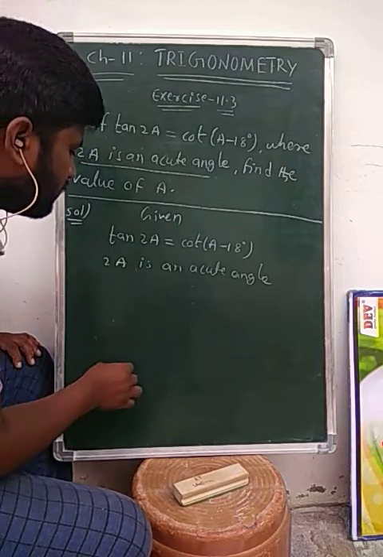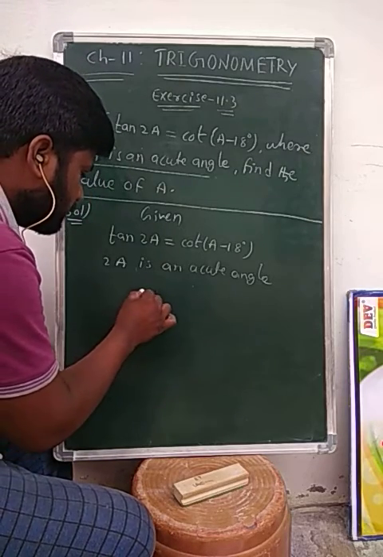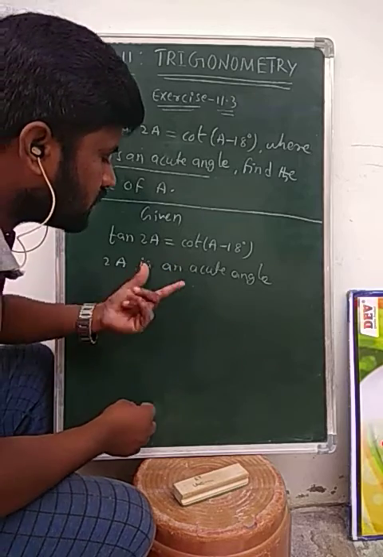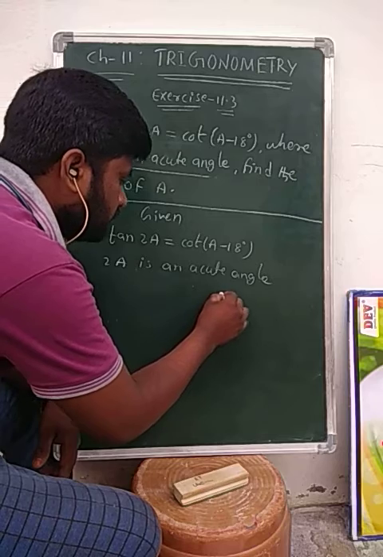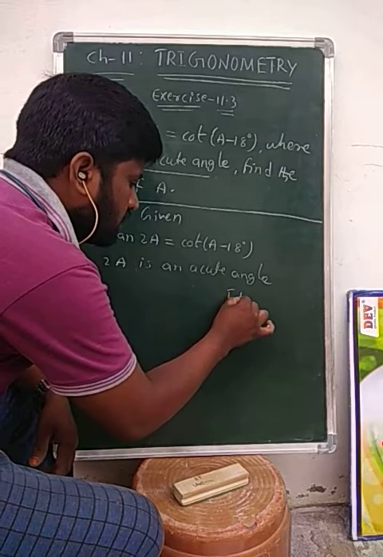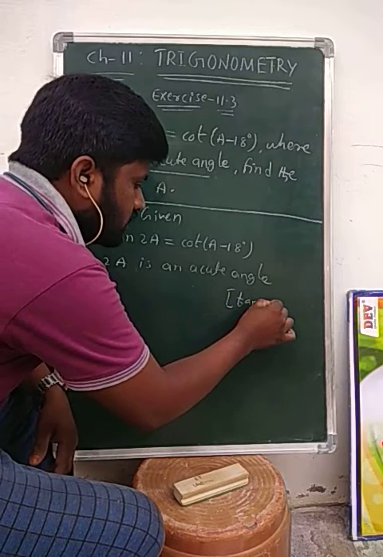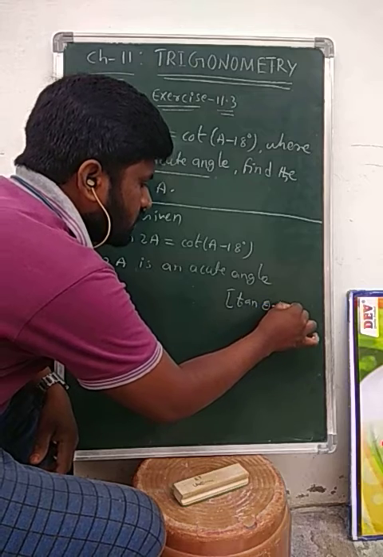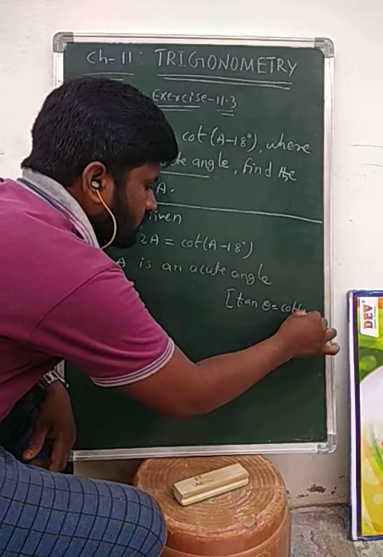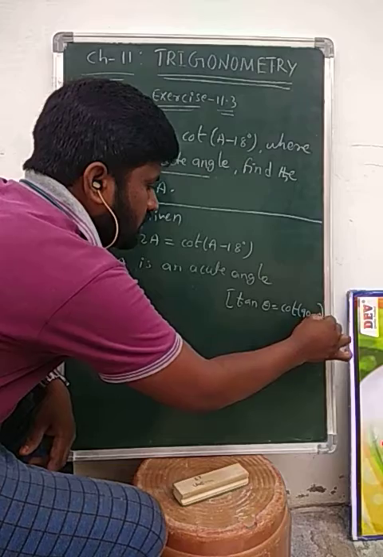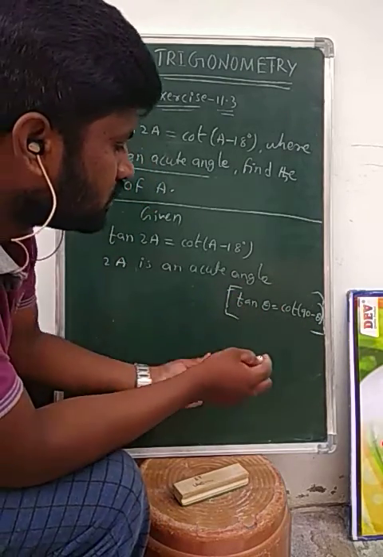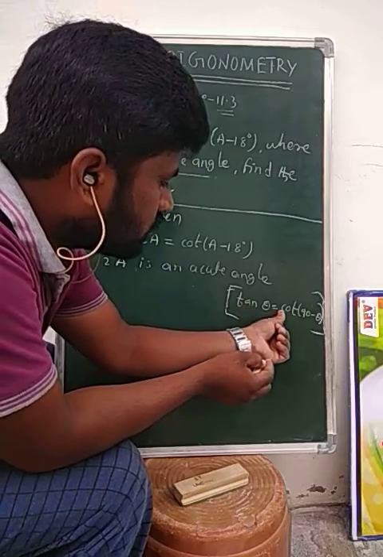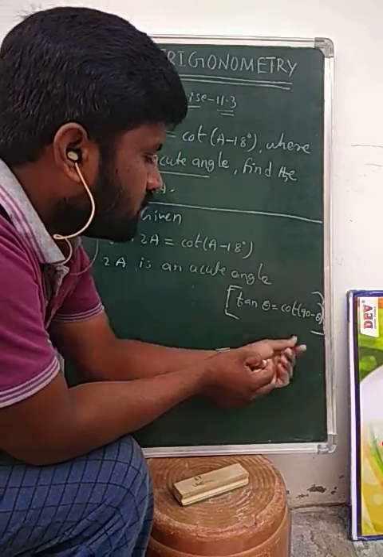Now we will have a formula. See here, T ratios of complementary angles. We will have a formula, that is tan theta is equal to cot of 90 minus theta. Yes or no? What is the formula? Tan theta is equal to cot of 90 minus theta.